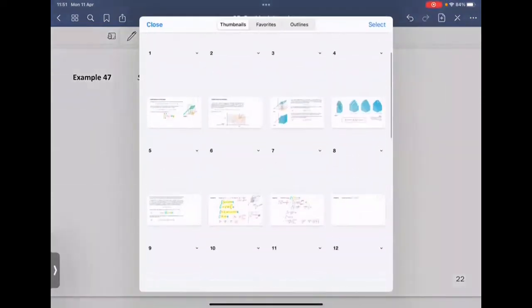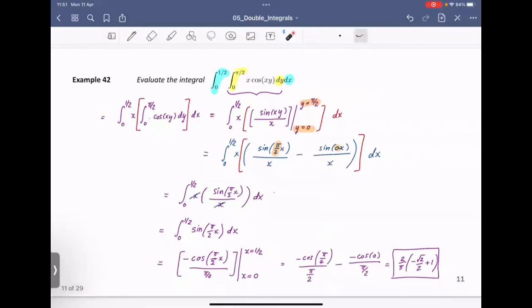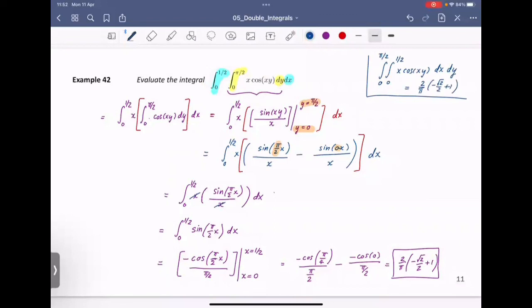One more thing before I let you go today. You can see that this type of question is a lot easier if you do dy dx. Some of you are going to say, Ajahn, what if I integrate x cosine xy and do dx dy here, and you do x first from 0 to 1/2 and y from 0 to pi over 2? Well, if you can do it, the answer is going to be the same: 2 over pi negative square root 2 over 2 plus 1. The answer is going to be the same.